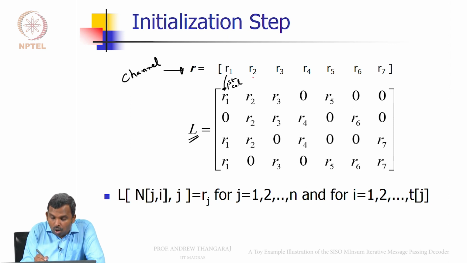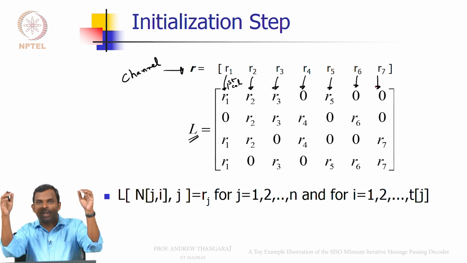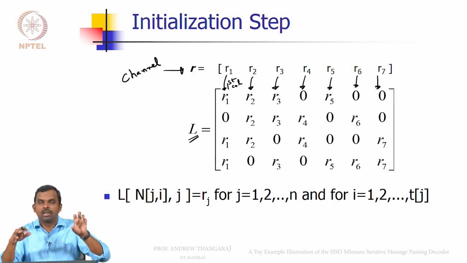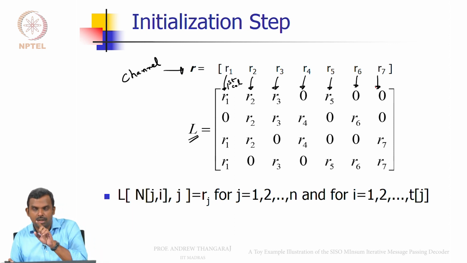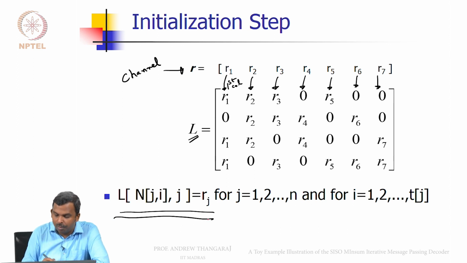All non-zero positions in the second column will have R2, all non-zero positions in the third column will have R3, all non-zero positions in the fourth column, and so on. You can visualize that the received values are dropping on the columns, and wherever there are non-zero values they go and store themselves there. R1 gets stored on the first column, R2 on the second column, R3 on the third column, likewise. This is just notation to show how I am doing it.